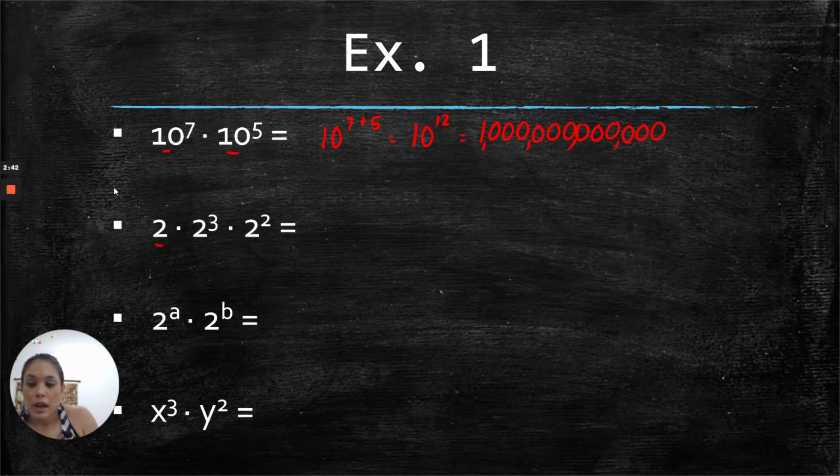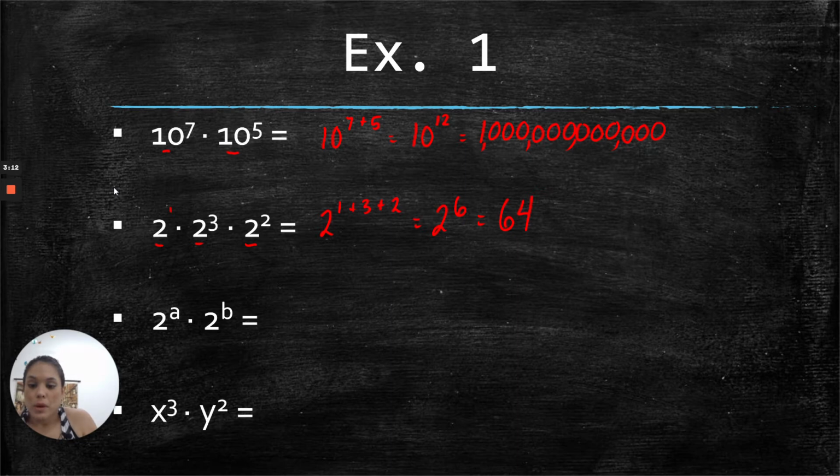Now here again, we have the same base, and our exponents are all different. We're going to add these exponents. So this is 2. This, if you don't see a number, you are going to assume that it is a 1. Okay, so 2 to the 1 power plus 3 plus 2. And this is 2 to the 6th power, which equals 64.